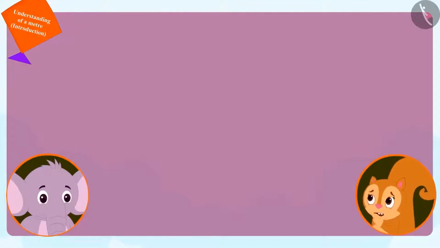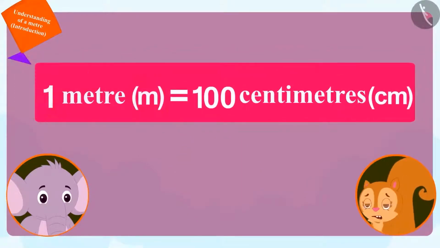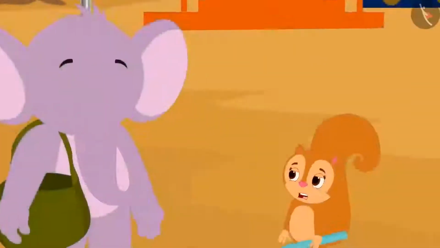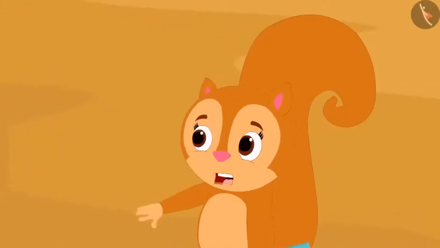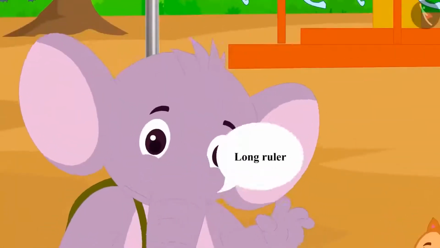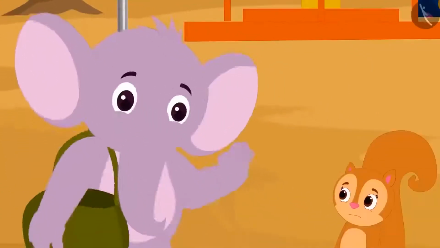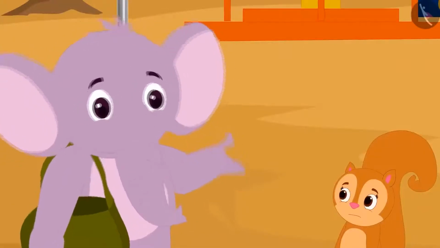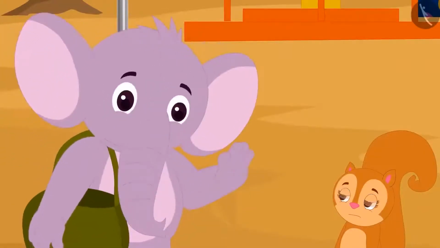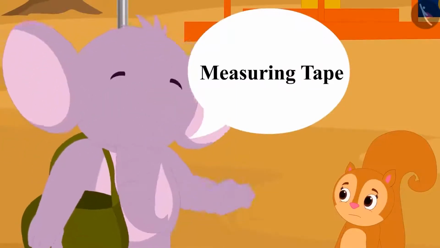Chanda immediately asked Appu, "What is this meter?" Appu then explained to her that 1 meter is equal to 100 centimeters. Chanda was shocked. She asked Appu, "Is it possible to make such a long ruler?" "Yes, there is a long ruler to measure in meters. But if we have to measure the length of any object in meters, we can do this more easily by using a measuring tape."